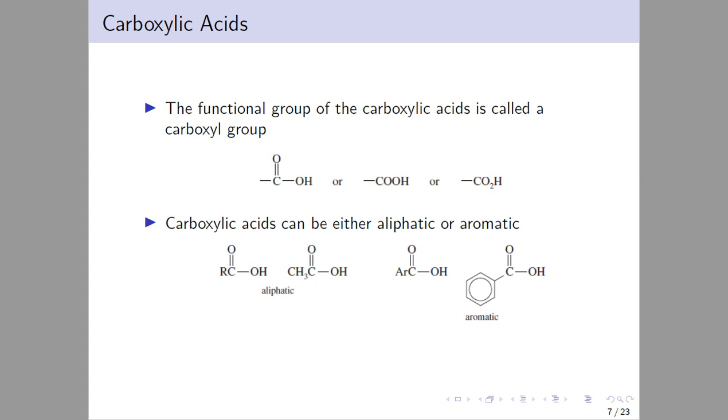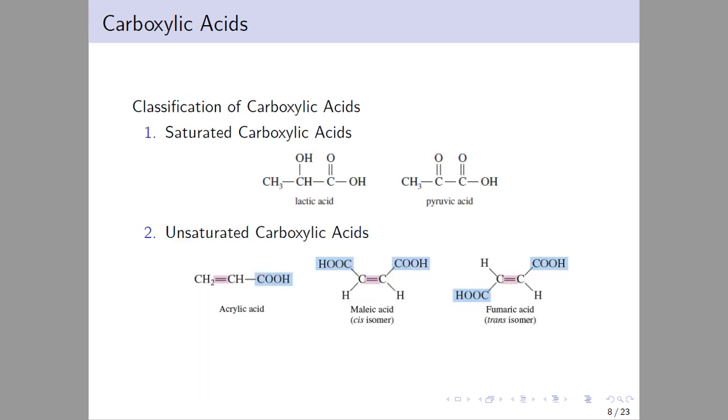Okay, so how can we classify the carboxylic acid? So we have first saturated carboxylic acid. So here we can see that this C and this C have a single bond, and this also we have a single bond.